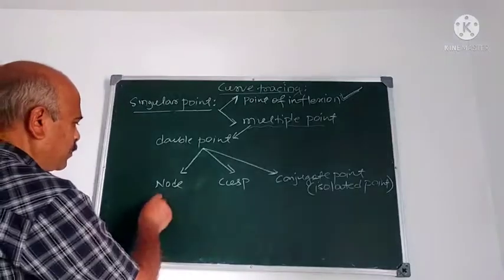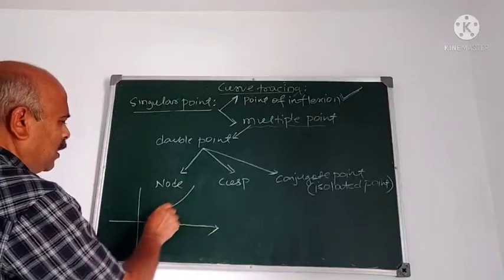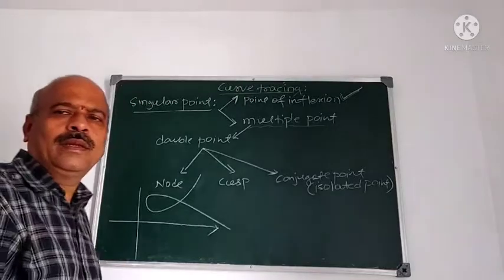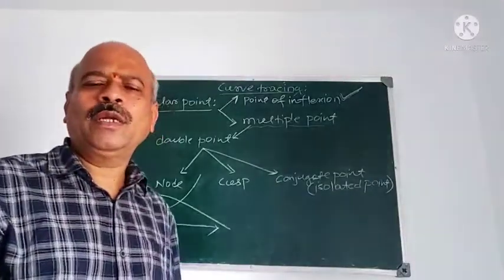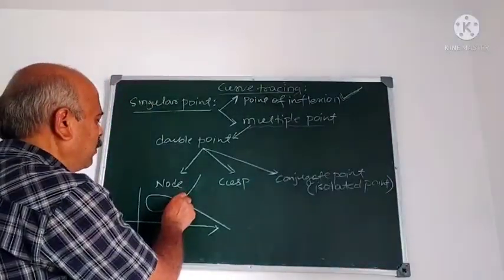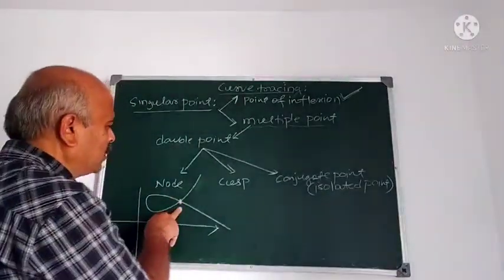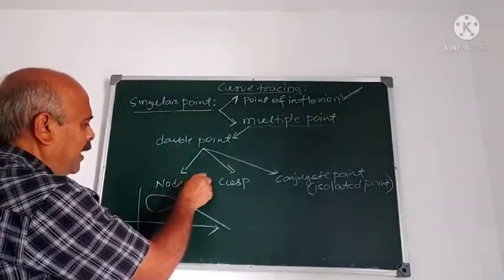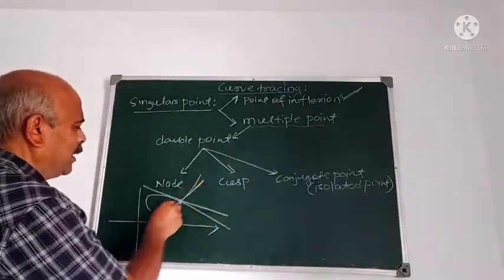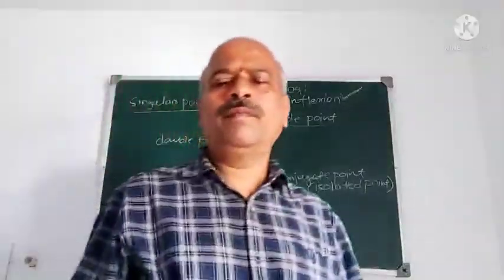Node means, I explain by taking an example. Suppose this is the curve. It is like this. You may get this type of curve. When we proceed and trace the curves, you will come to know these types of curves. Here, see the point. Two branches of the curve pass through this point, and at this point the tangents are real and distinct. This is a tangent, this is also a tangent, and such a point is called a node.